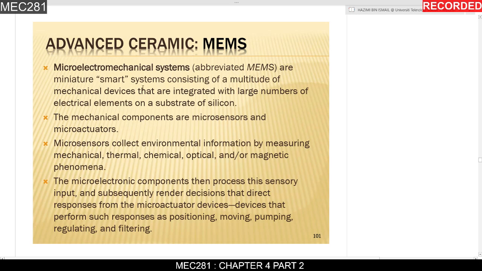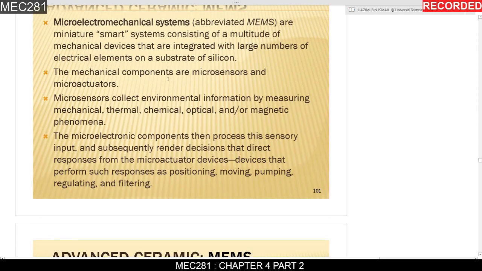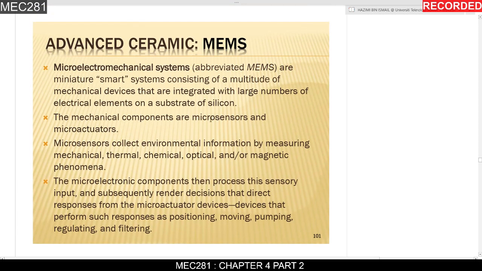A miniature smart system consisting of a multitude of mechanical devices that are integrated with large numbers of electrical elements on a substrate of silicon. The mechanical components are micro sensors and micro actuators. This is for the advanced ceramics.